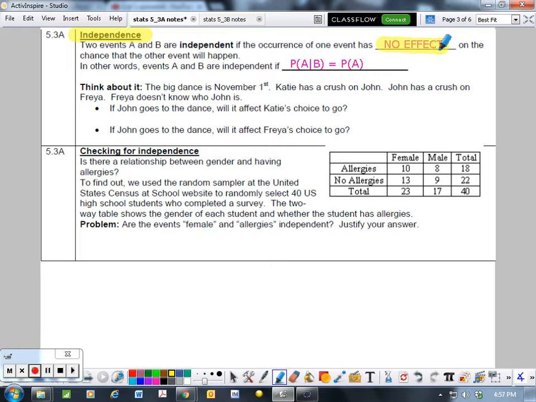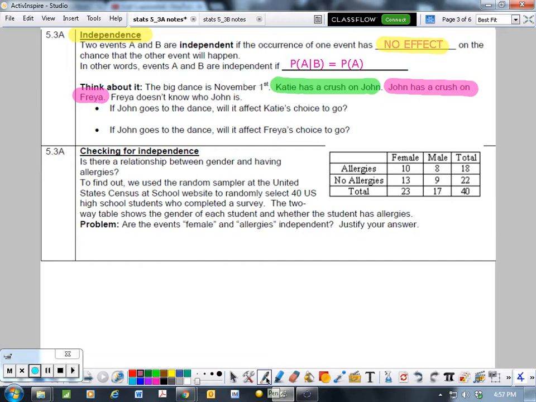And those are things that we can calculate. We now have the ability to calculate this. So to think about how independence works, think about this kind of socially. So the big dance is November 1st. Katie has a crush on John. But John has a crush on Freya. But Freya has no idea who John is.